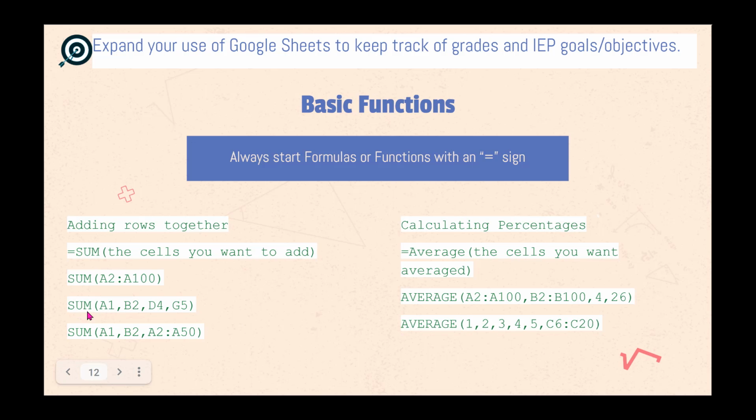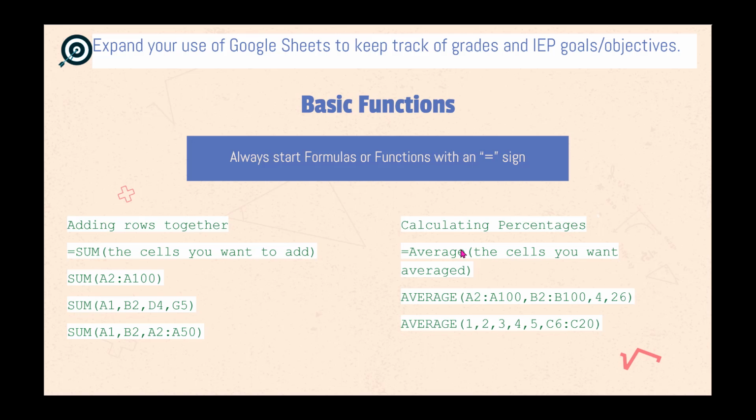This next example here shows us that you can choose from different spots on your spreadsheet. So you might choose cell A1 and then cell B2 and then D4 and then G5, and you can add them all together. Or you can do a combination of these two above. You can choose cell A1, skip down to B2, and then maybe you want to add A2 through A50 as well. You also want a range in there.